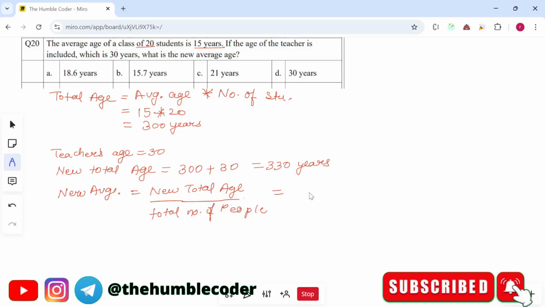So the new total age is 330, and the total number of people is how much? We were told that in the class there were 20 students previously, but in our new calculation one more person is added, which is the teacher. So we will take the new value as 21 for the total number of people. When you divide this, it comes to approximately 15.7 years. So the correct answer in this case is option B, which is 15.7 years.